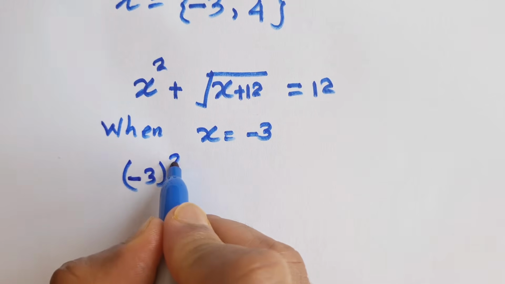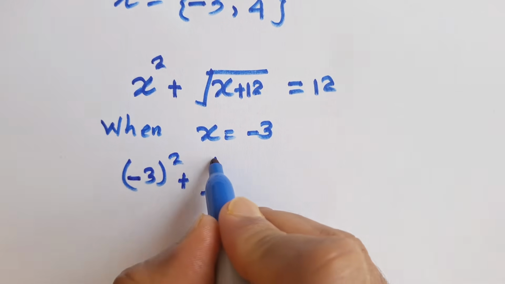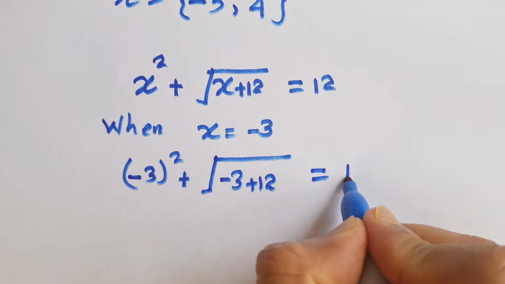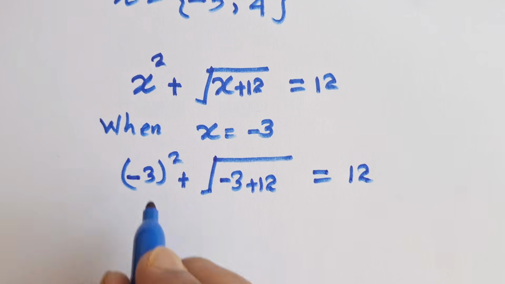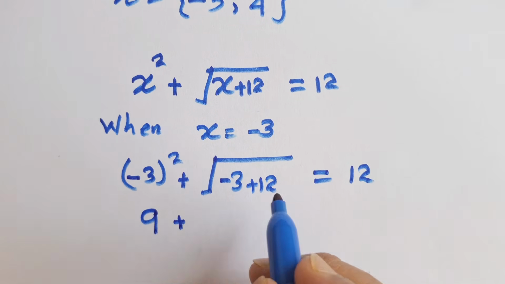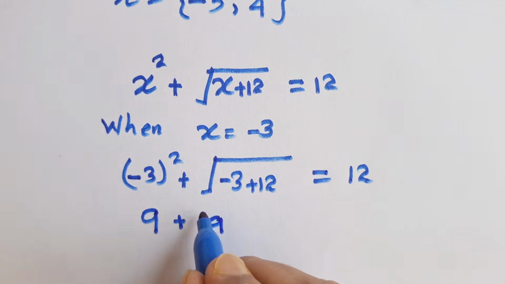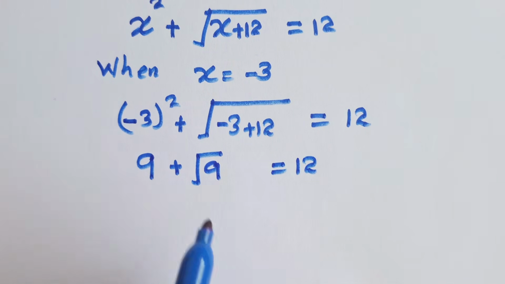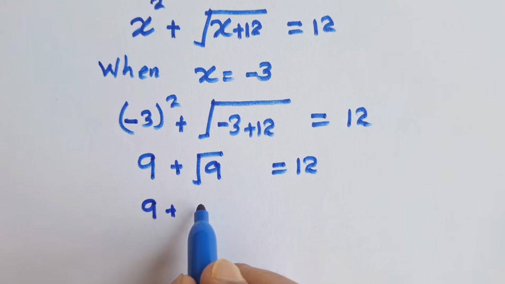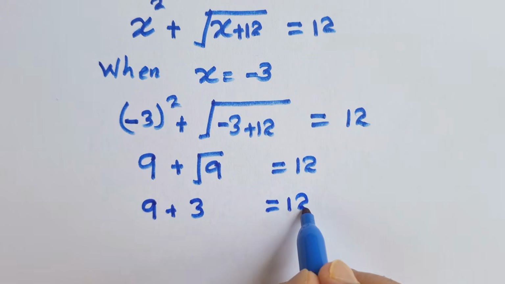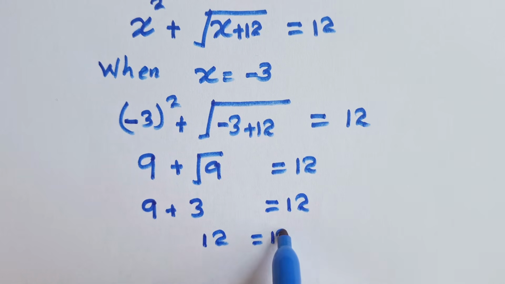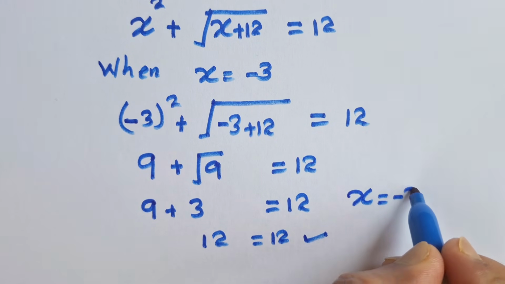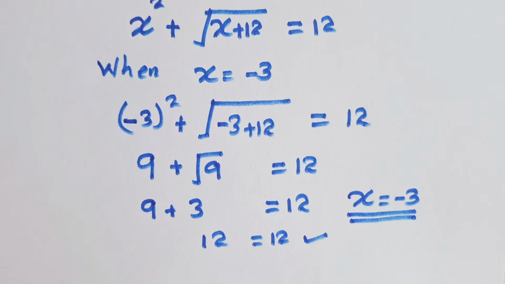So when x is equal to -3, we have -3 square plus square root of -3 plus 12 on the left hand side. On the right hand side we have 12. We have 9 plus square root of 9 on the left hand side. Square root of 9 is equal to +3. So we have 12 on the left hand side and right hand side. Therefore we can clearly say that x equal -3 is a solution for the problem.